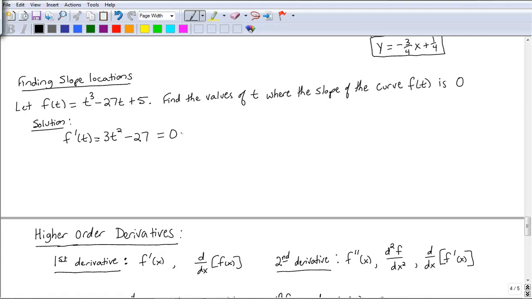So this leads me to solve 3t squared minus 27 equals 0, because the slope is 0, and 3t squared minus 27 is the equation for the slope. To solve this, I can add 27 to both sides. I can divide by 3. And I can take the plus or minus square root.